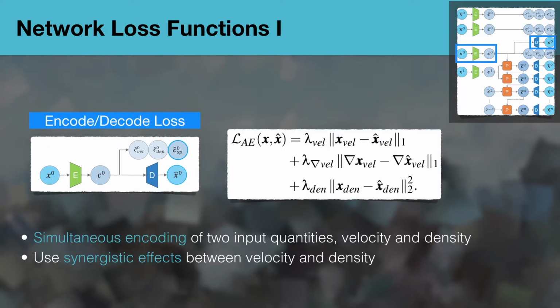We now shortly discuss our loss functions. Our autoencoder encodes these two quantities, velocity and density, simultaneously as described before. The network was designed this way to benefit from synergistic effects that exist between those two quantities during the encode and decode step. The synergies exist due to buoyancy and boundary conditions that couple density and velocity. In our autoencoder loss, we use a sum of mean absolute as well as mean squared error of the respective quantities and the gradient of the velocity.